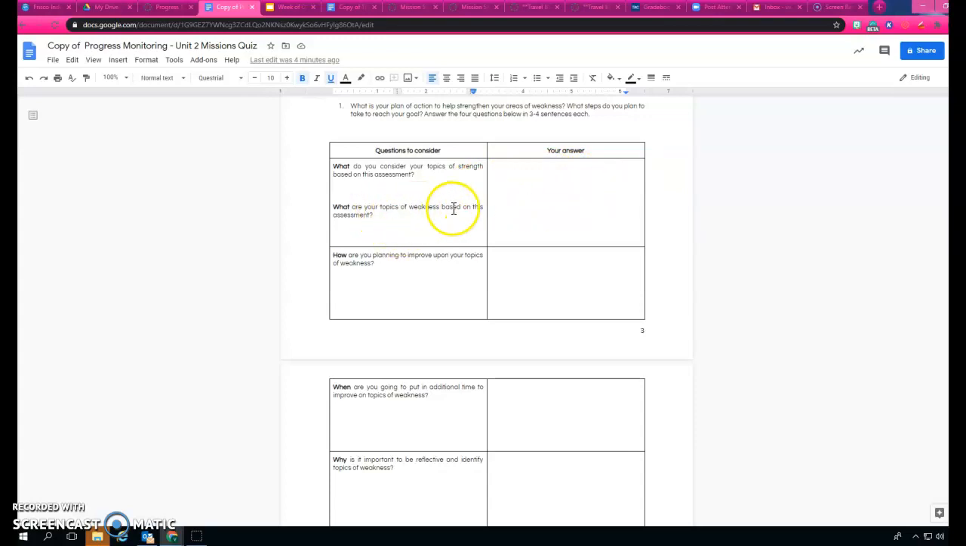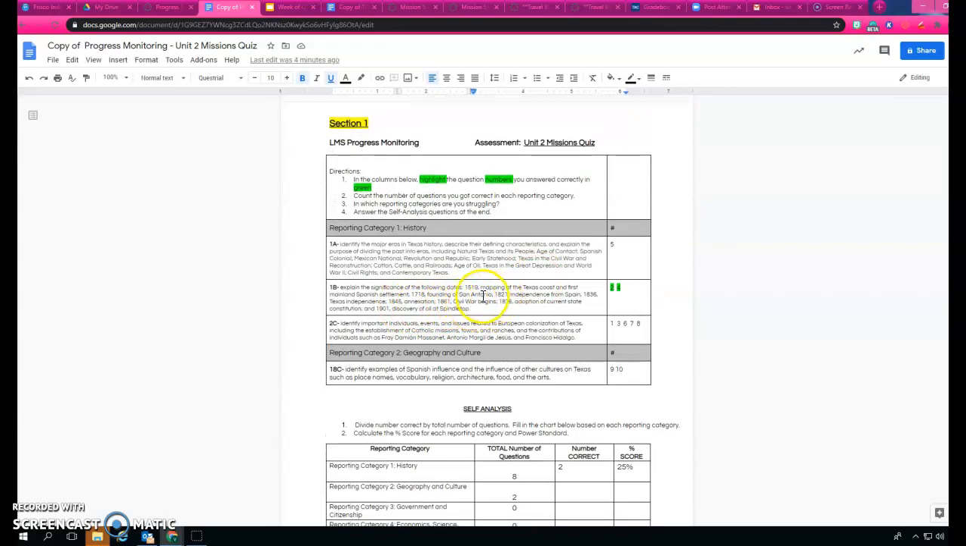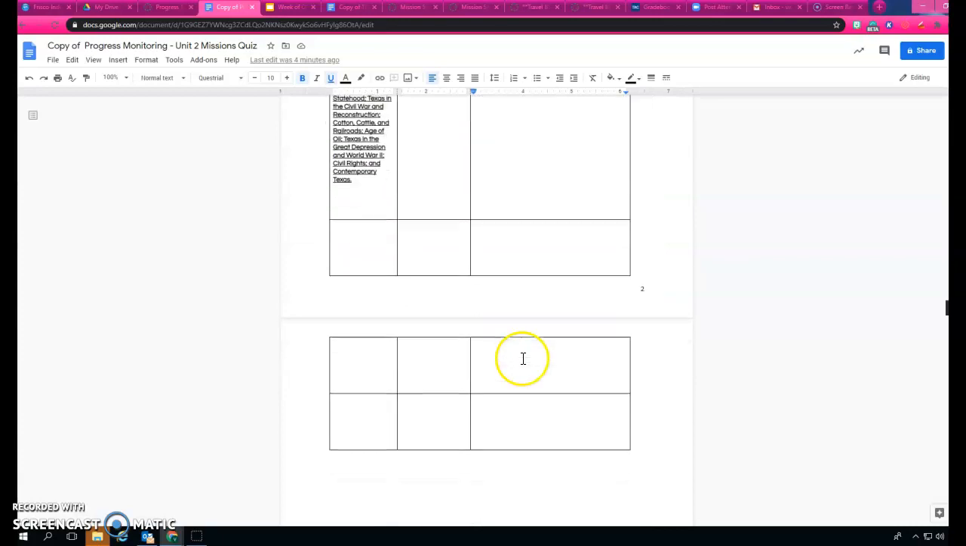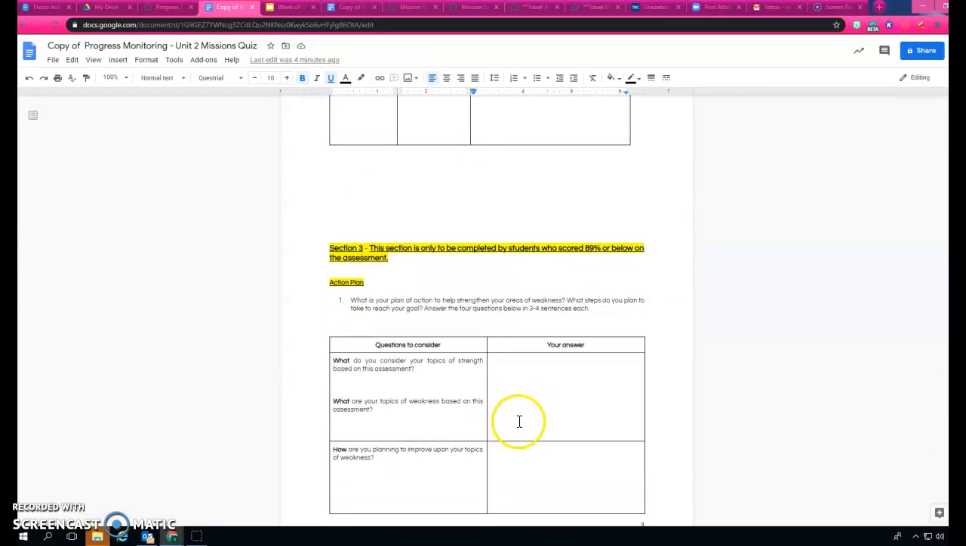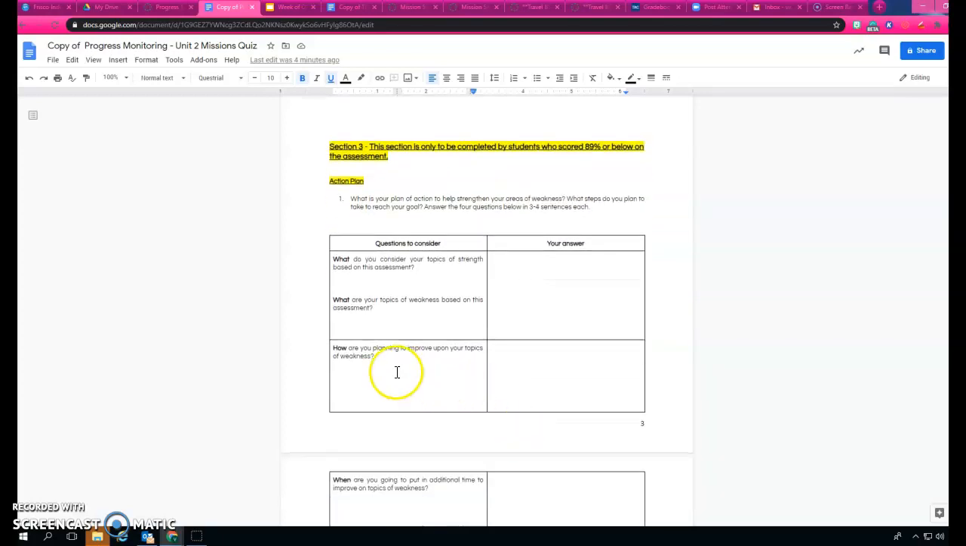And what are topics of weakness? Again, if I didn't do so well on standard 1B, I might have trouble following the significance of certain dates. So a topic might be that I didn't understand the dates of the mission system, and that confused me when answering questions on my test because I didn't realize I needed to know the era or the time period would be an appropriate answer. Then it asks, how are you planning to improve upon your topics of weakness?